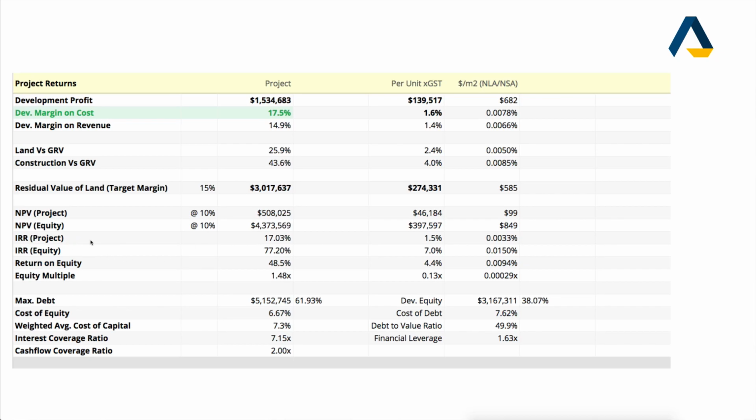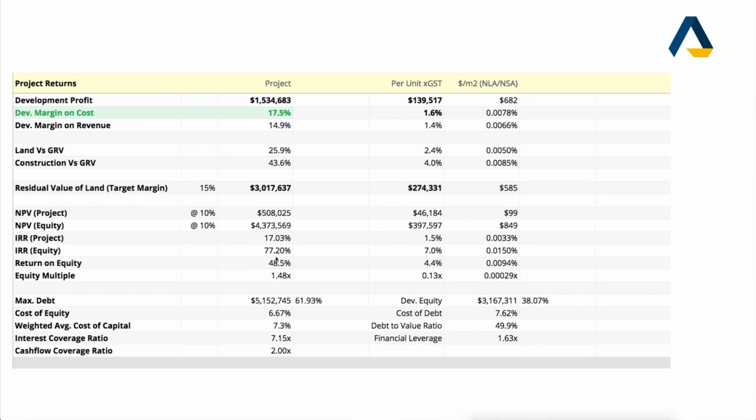The IRR of the project is 17, which means it's giving me a 17% return for the entire project, which is debt and equity. And if I look at just my equity, I'm actually going to make 17.2%. Now, in my next slide, I'm going to tell you the difference between return on equity and IRR, and why return on equity is 48.5% and IRR is 77.2%.